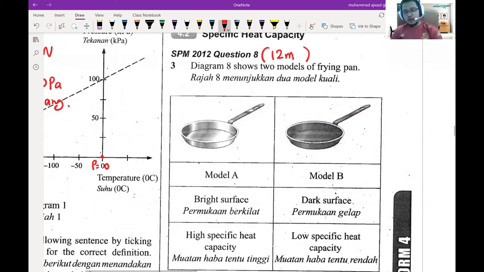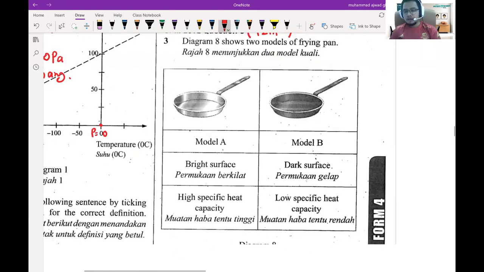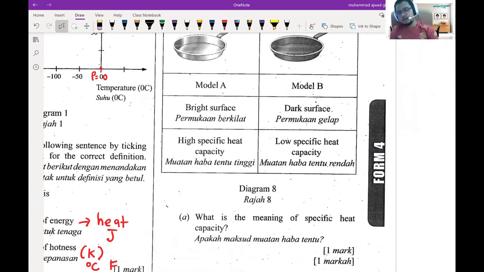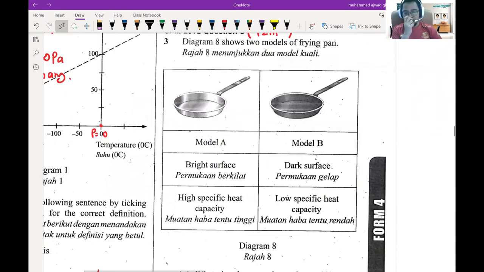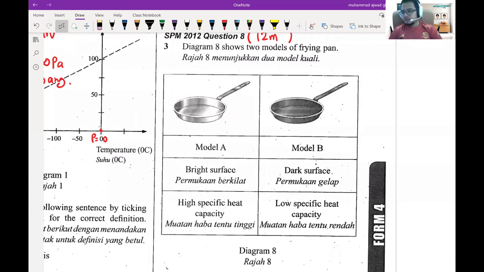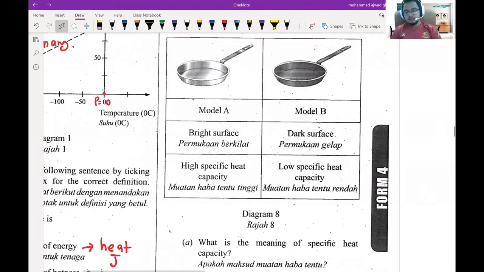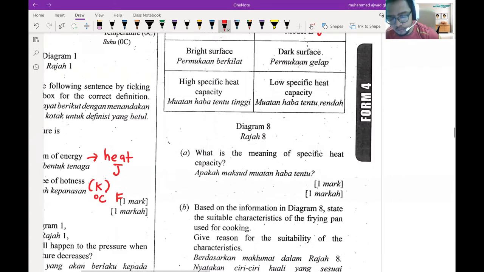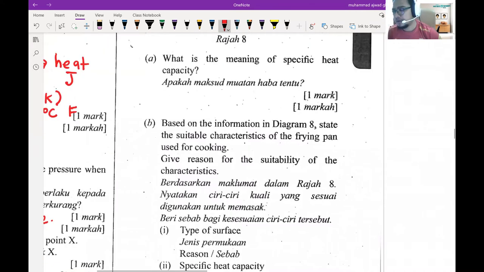Okay, so dia bagi dua model. Model A, model B. And bright surface, dark surface, high specific heat, low specific heat. Okay, kat situ pun korang dah boleh pilih lah. Rasa-rasa model mana sesuai jadi frying pan. Okay, you need to choose. Which one is the most suitable? B.